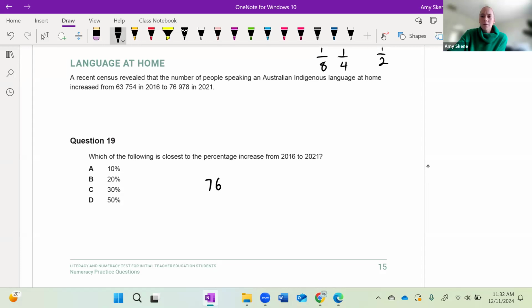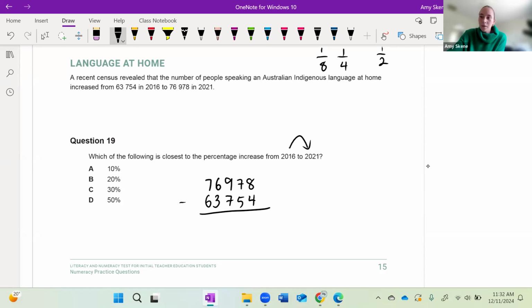To first be able to figure this out, I'm going to calculate the change from 2016 to 2021. So to be able to calculate that change, I'm going to do the larger number from 2021, 76,978, and I'm going to take away 63,754 because we're not allowed our calculators. Long subtraction is the way.